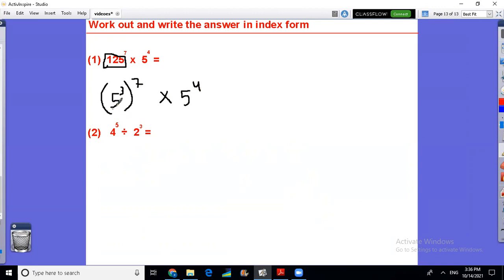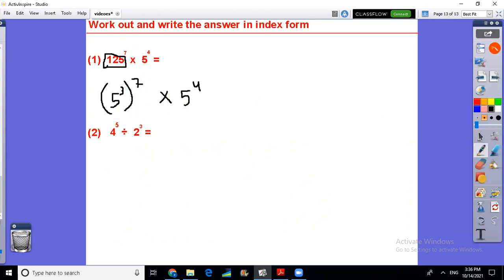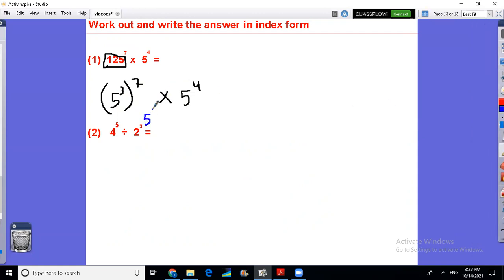Oh, I can make this even simpler. Yes, you can. 5 to the power of 3 to the power of 7 is going to be 5 to the power of 21. So 5 to the power of 21 multiplied by 5 to the power of 4 equals 5 to the power of, oh, now it is doable. Now we can do it. It's 5 to the power of 25.